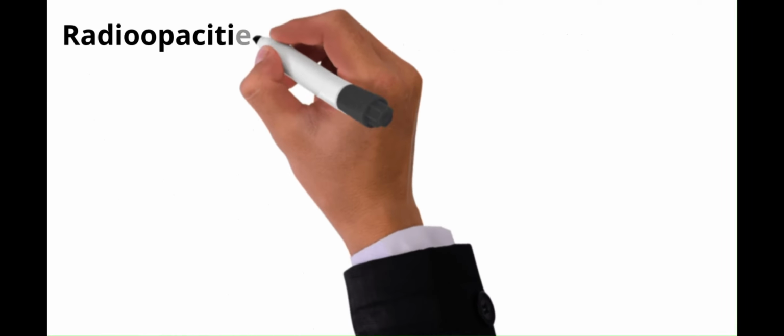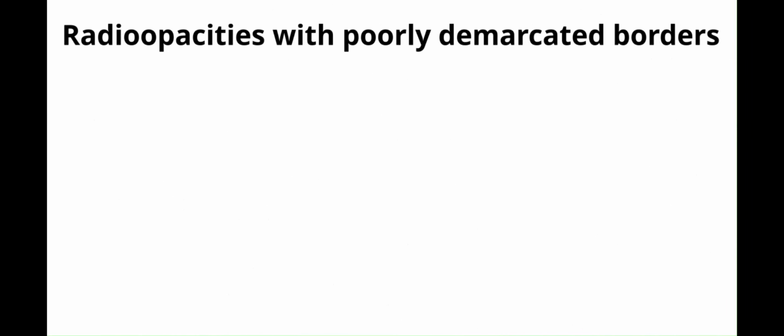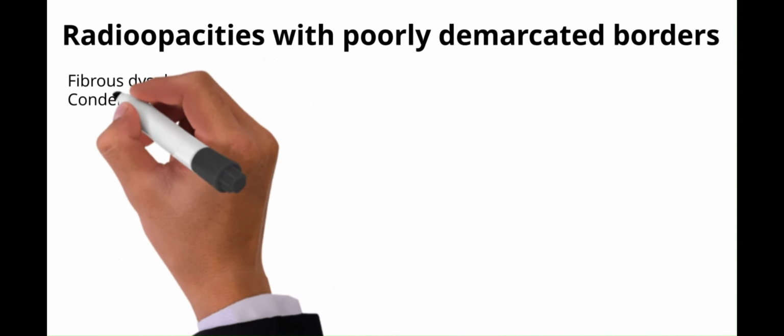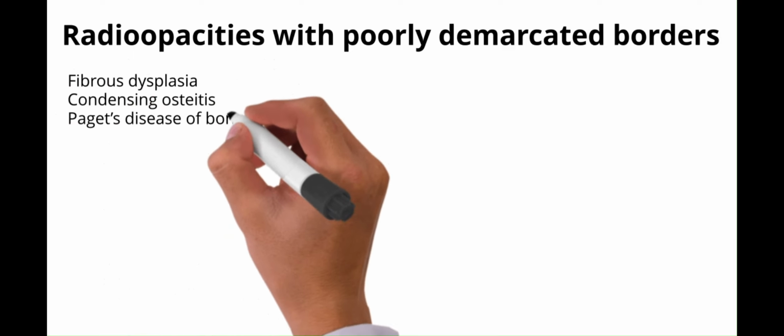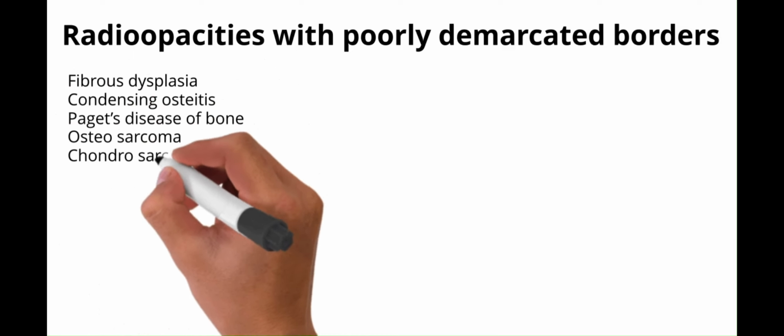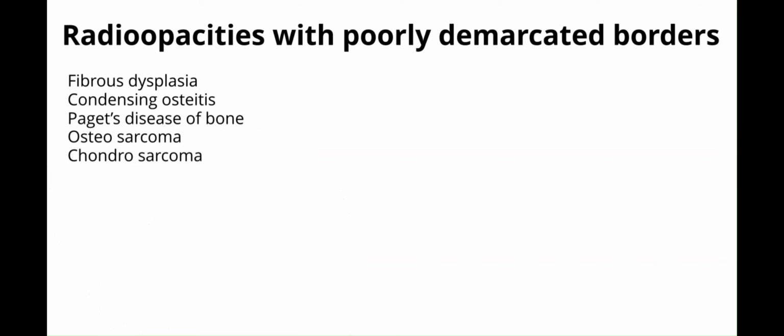So moving to radiopacities with poorly demarcated borders, these include fibrous dysplasia, condensing osteitis, Paget's disease of bone, osteosarcoma, chondrosarcoma, and proliferative periostitis.